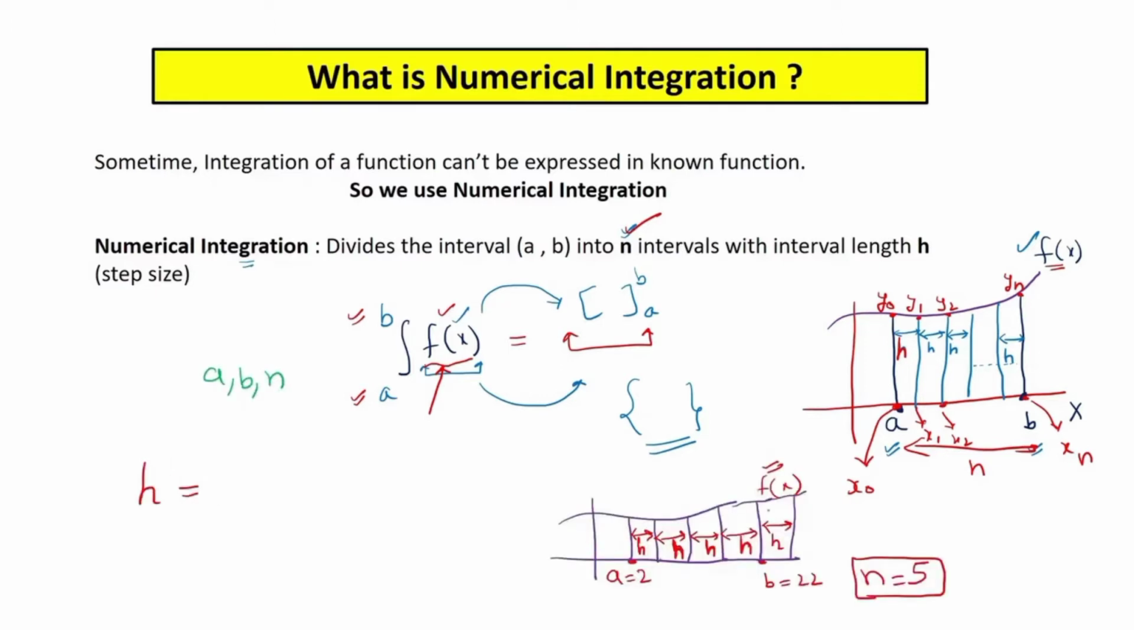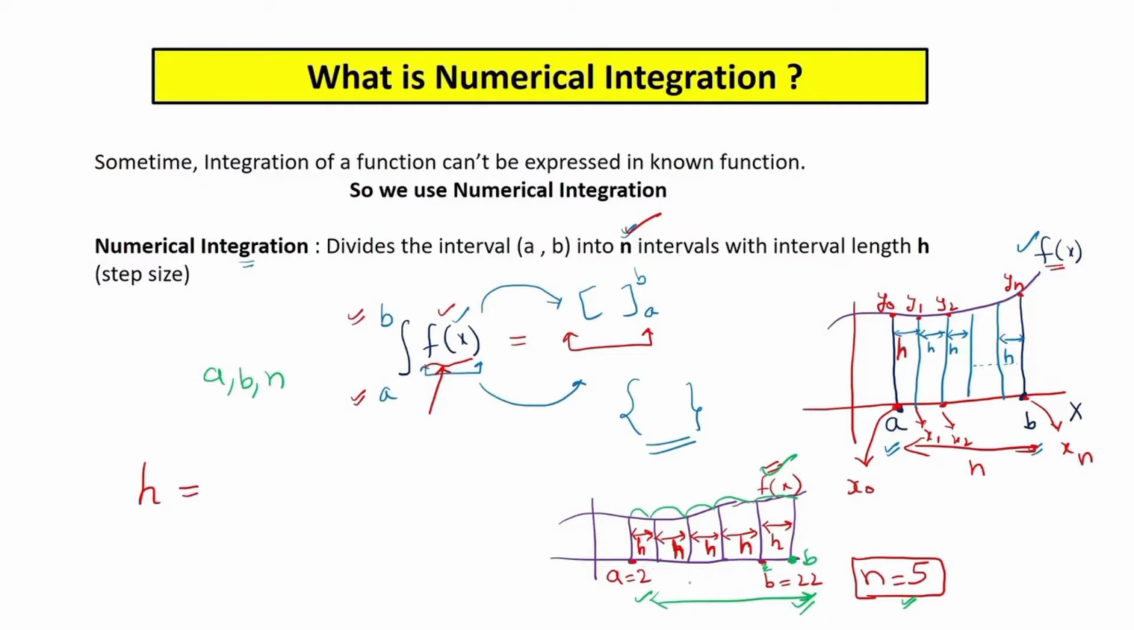As you can see here, we have the function f(x) and the 2 points A and B as 2 and 22. The number of sub-intervals is given as n equal to 5. That means we have to divide this complete interval, 2 to 22, into n equal to 5, that is 5 intervals. So this is your first interval, second, third, fourth, and the last is fifth. Then if you are asked what is the value of h, that is, what is the interval gap, you can easily find it out.